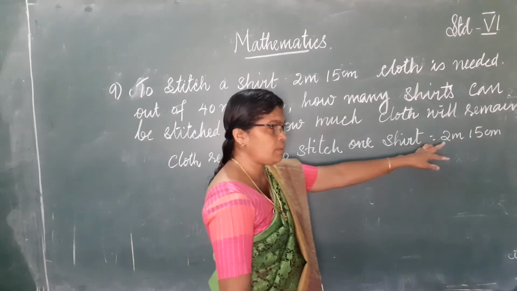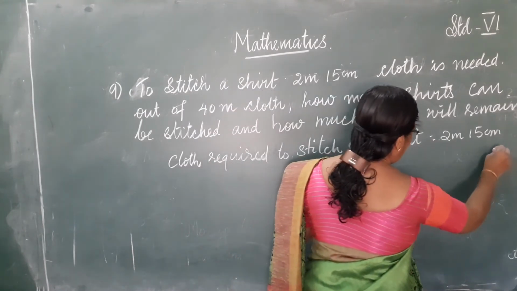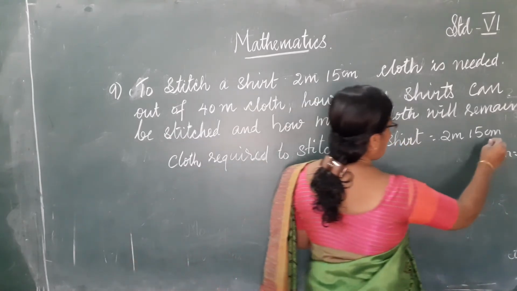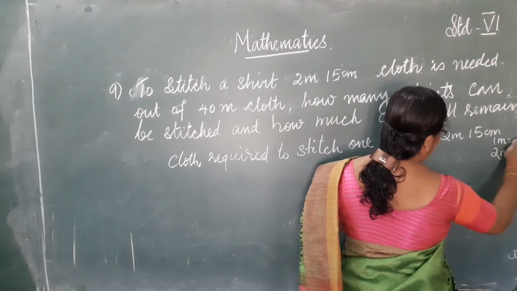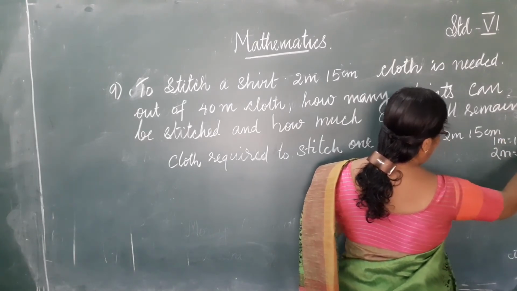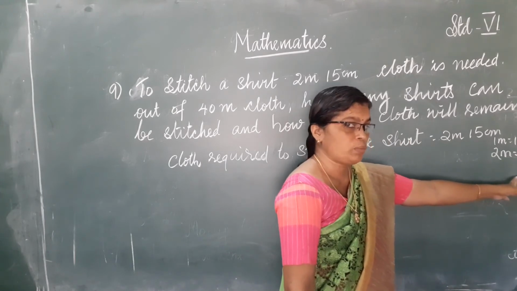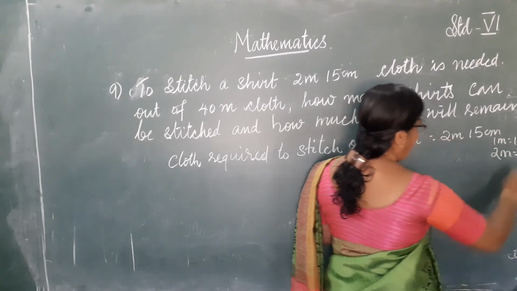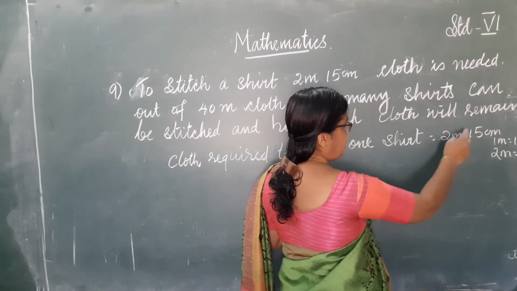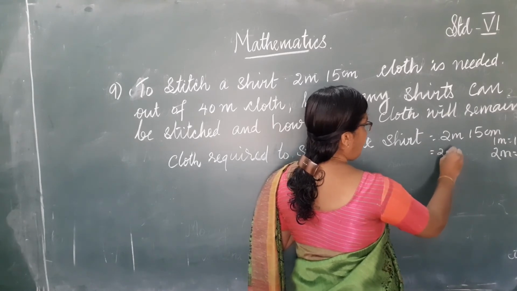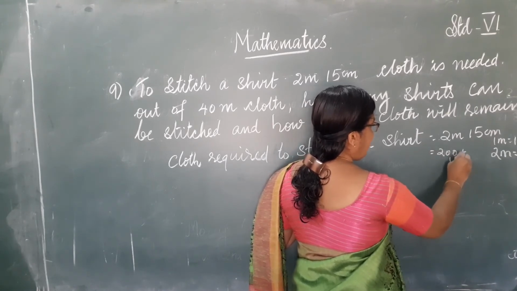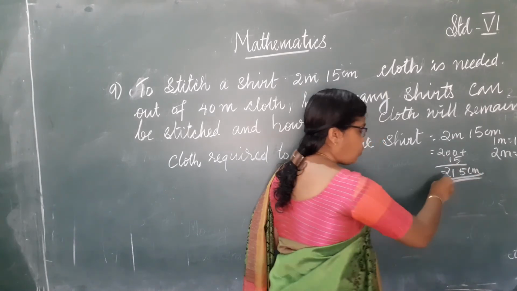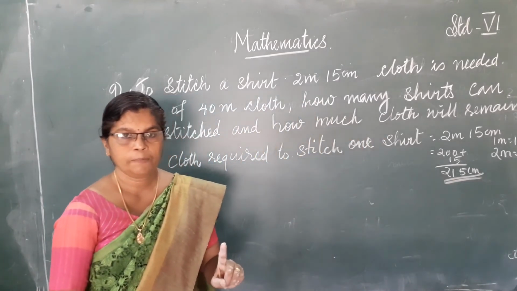2 meter, how many centimeter? 1 meter is equal to 100 centimeter. Then how many centimeters will be there in 2 meter? 200 centimeters. Now see 2 meter 15 centimeter, how many centimeter? 200 centimeter plus 15 centimeter, that is 215 centimeter cloth is needed to stitch one shirt.